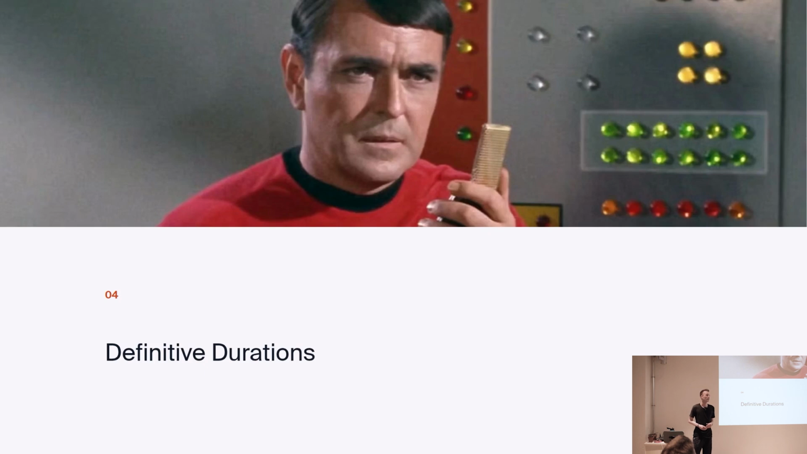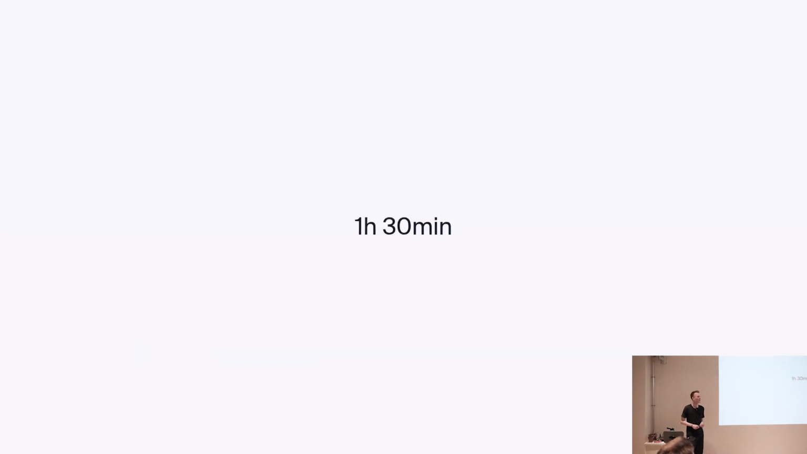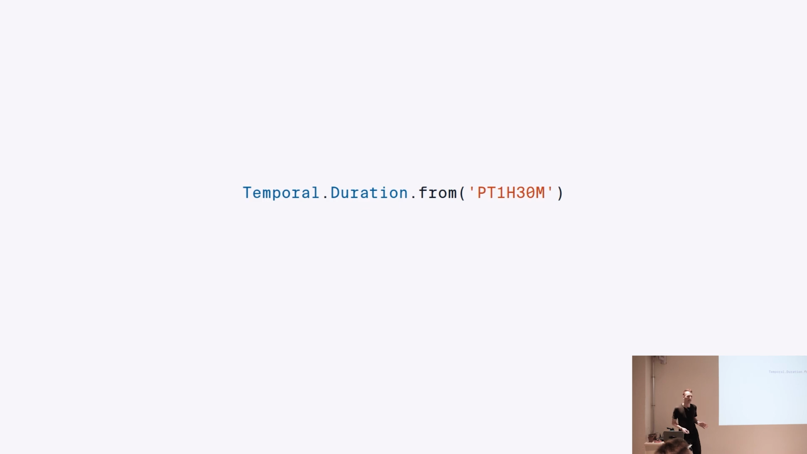And then there's also something completely new that wasn't previously possible with JavaScript, and that is durations. So here we have Scotty, Montgomery Scott, who famously under-promises and over-delivers to keep up his reputation. So let's say we want to fix a light bulb and it takes 1 hour, 30 minutes at least. And here we can use the Temporal Duration API, which takes this funky string. We're going to talk about these types of strings later.